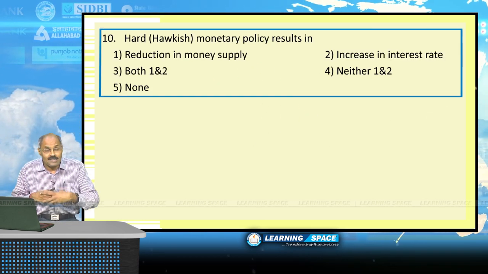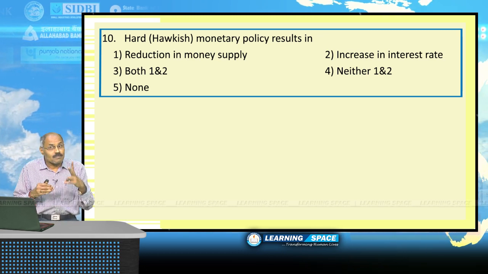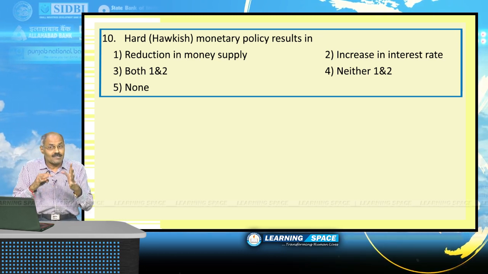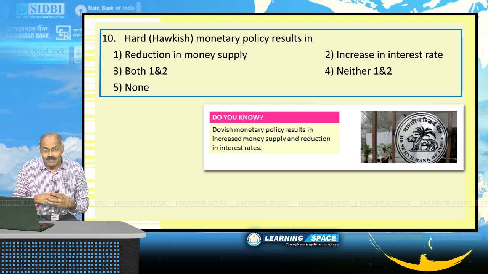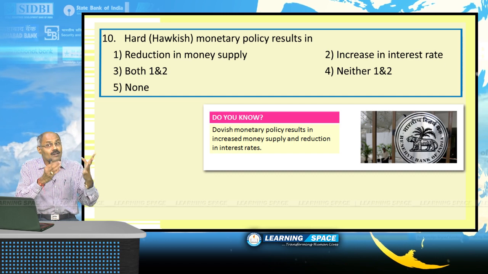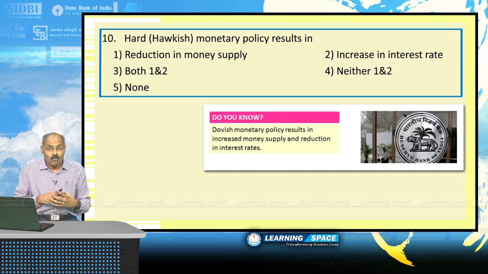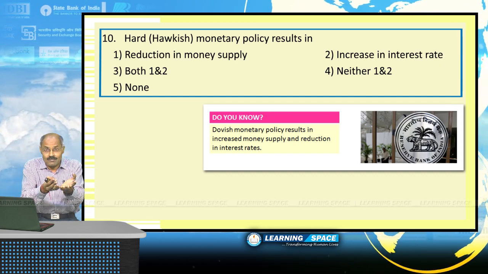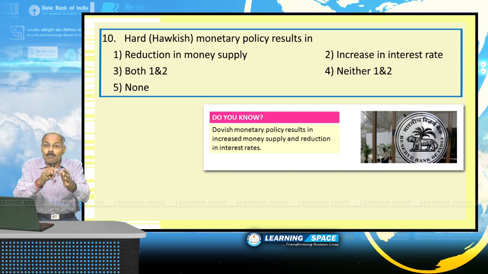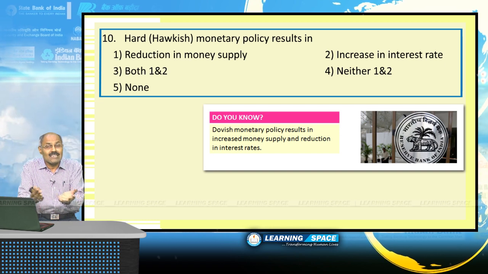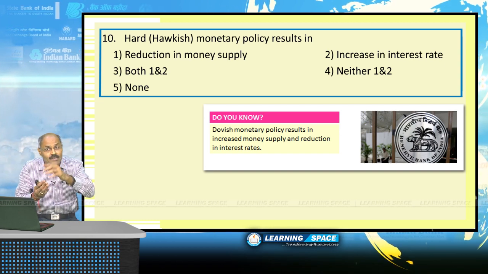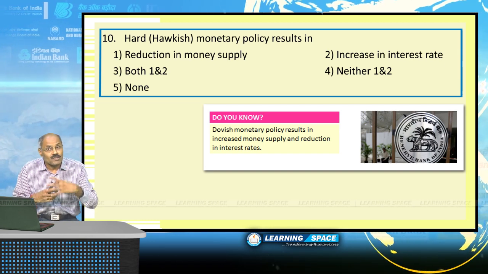Hard monetary policy results in two types of monetary policy. One is hawkish, the second one is dovish. Hawkish monetary policy, or hard monetary policy, is where money circulation will be reduced. In the market, if the money circulation is reduced, the availability of quantum of money is reduced, that is hawkish monetary policy. How can it be ensured?